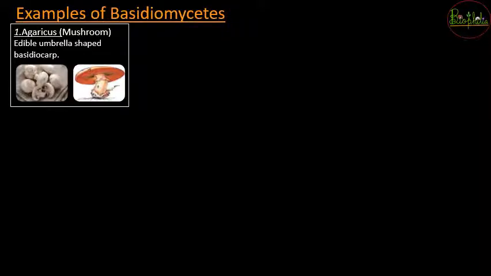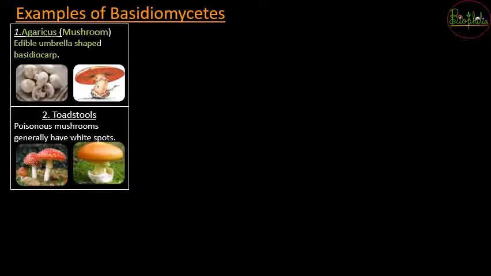Now let's see about some examples of Basidiomycetes. So Basidiomycetes, my first example that we'll see is Agaricus. So Agaricus is going to be commonly called or known as mushroom. It is going to have an edible umbrella shaped basidiocarp. So the bulging part that you eat is going to be the basidiocarp, that is edible in the case of agaricus. Second example है toadstools.